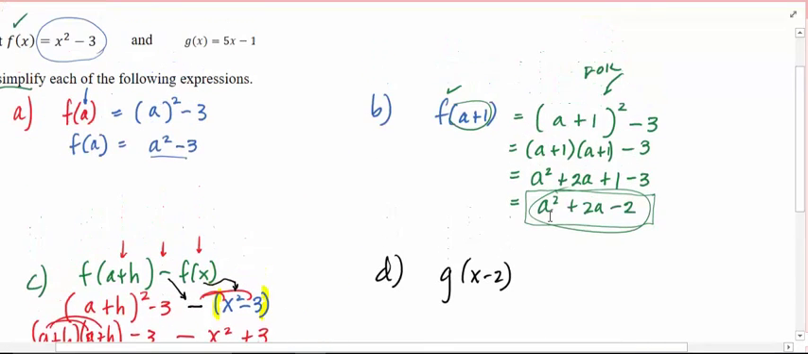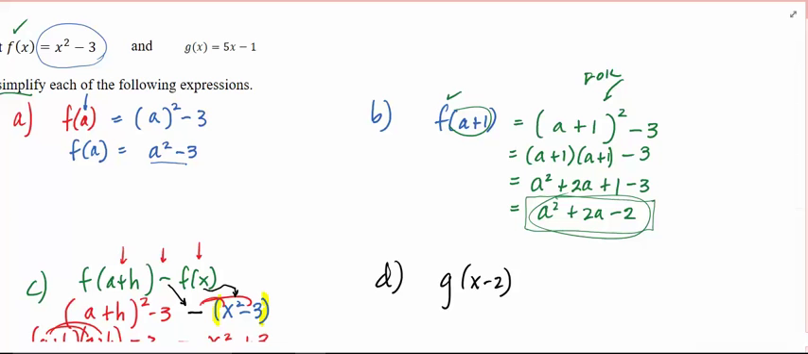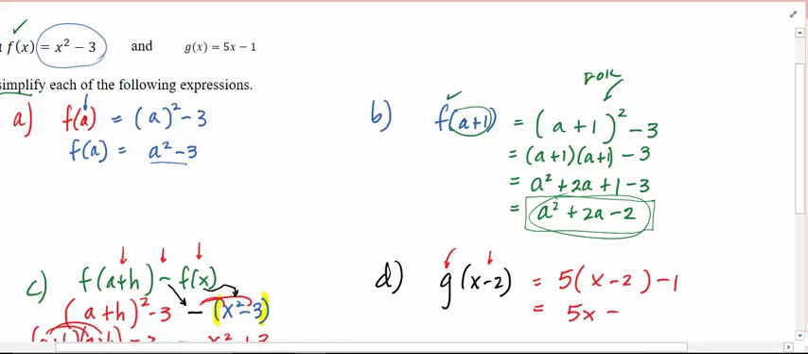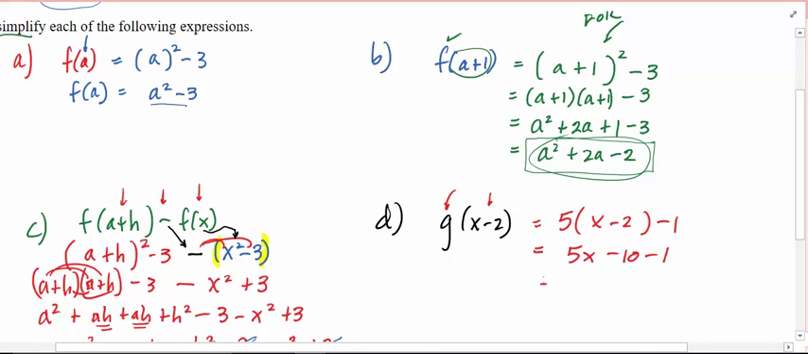All right, last one. They want us to go to the g function. We have to be careful that we're going to the right function. This is the g function, and they want us to put in x minus 2. Well, this is pretty straightforward. My function looks like this, 5x minus 1. There's my template. Now what I'm going to dump in is x minus 2. And so I have 5x minus 10 minus 1, and I'm going to have 5x minus 11. That's my answer, that's my output once I input x minus 2. All right, thanks for watching.